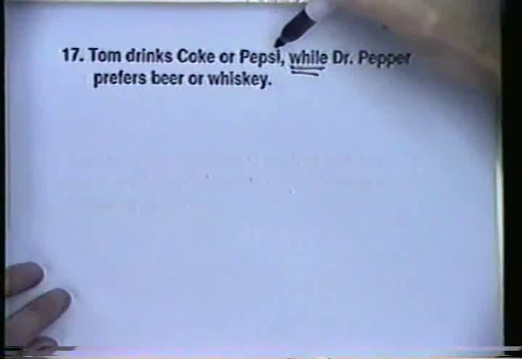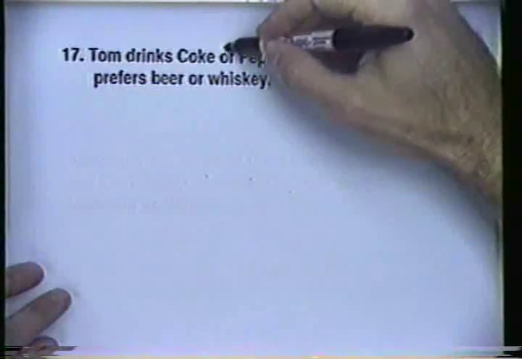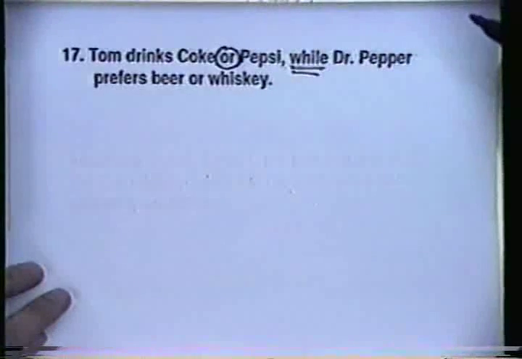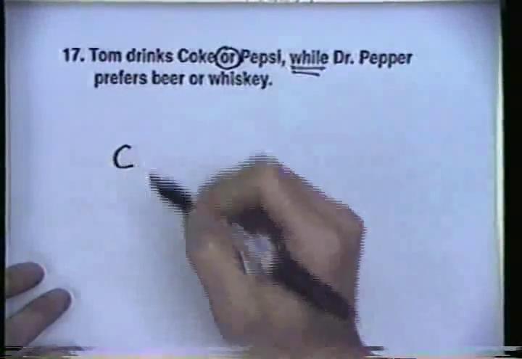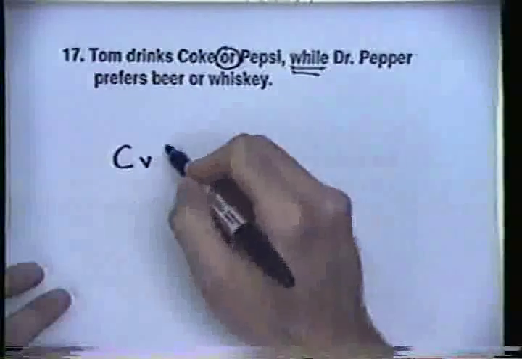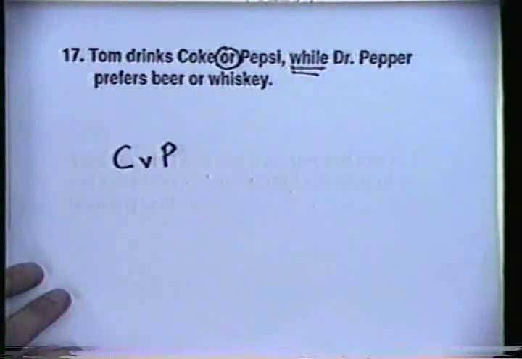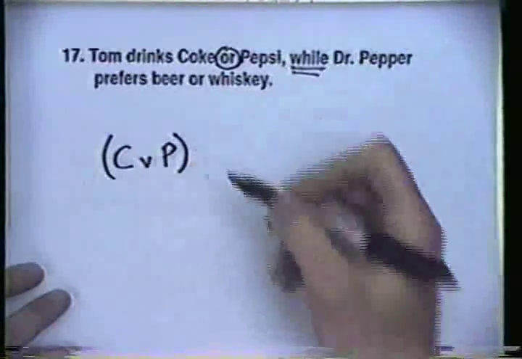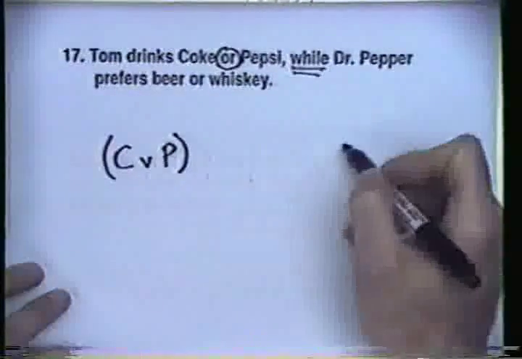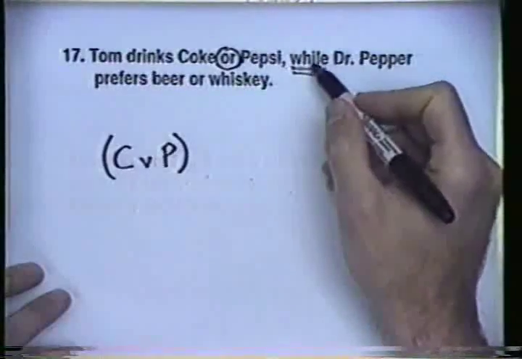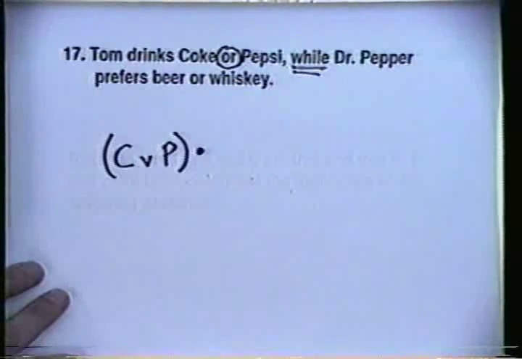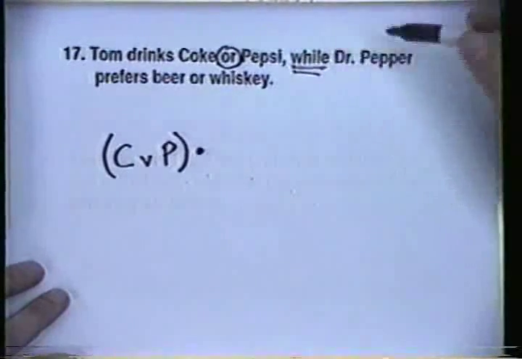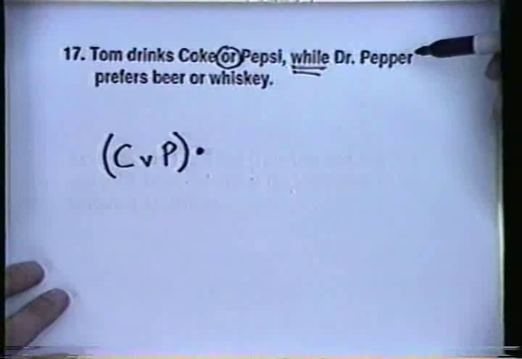This part, Tom drinks Coke or Pepsi, is an abbreviated disjunction. It really means Tom drinks Coke or Tom drinks Pepsi. So let's do that part. Tom drinks Coke, let that be C, or Tom drinks Pepsi. And we'll need a set of parentheses around that because, remember, it's going to be connected to something over here with the while, and we've already said that has to be translated as if it meant and, so we use the dot. Dr. Pepper prefers beer or whiskey.